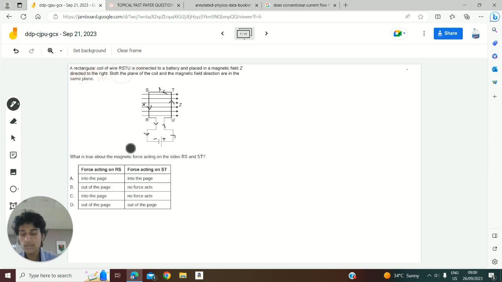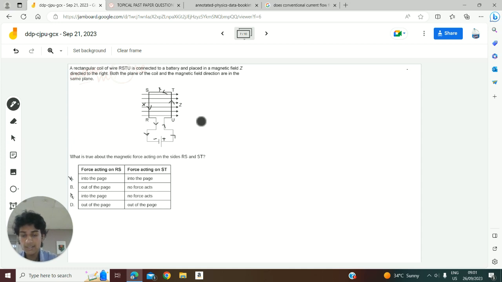The force acting on RS. For this you would have to use your right hand rule for a moving charge in a magnetic field. So the current is pointing downwards and the magnetic field is pointing towards the right. If you position it this way, you can see that your thumb, the direction of the force, is pointing towards you. So it's out of the page. So we can straight away eliminate these.